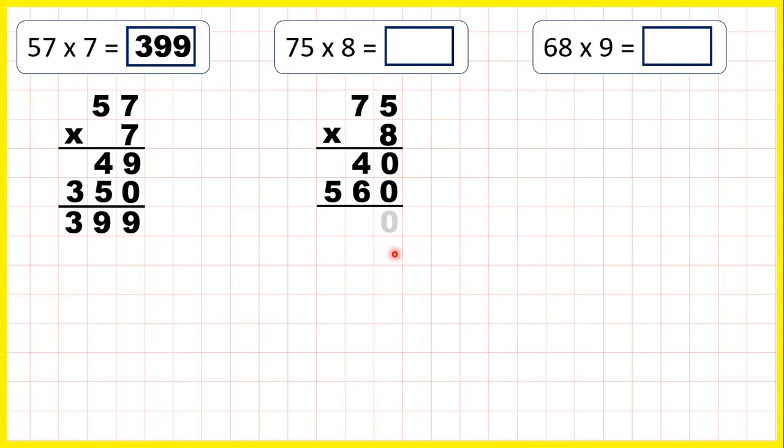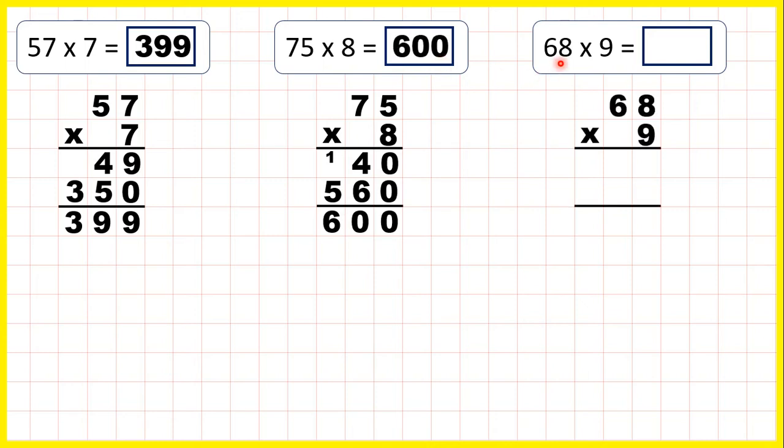0 plus 0 is 0, 4 plus 6 is 10, so 1, 0, and 1 plus 5 is 6. So our answer is 600. And now 68 times 9.